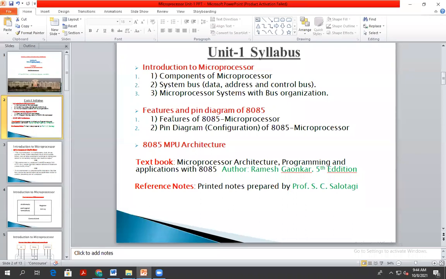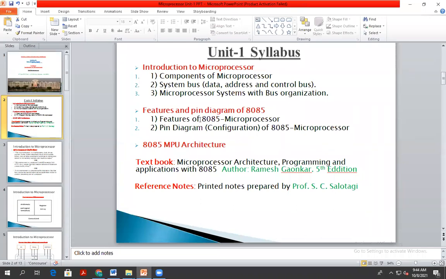So whenever a question is asked about the features, you go through all the 12 points, and for each point you have to explain a minimum of 2 to 3 lines. Almost 12 points, each point 3 lines, means a minimum of 35 to 36 lines you are going to explain. That is more than enough.